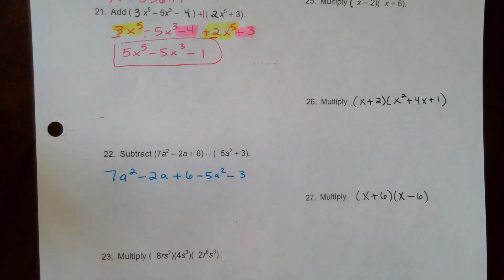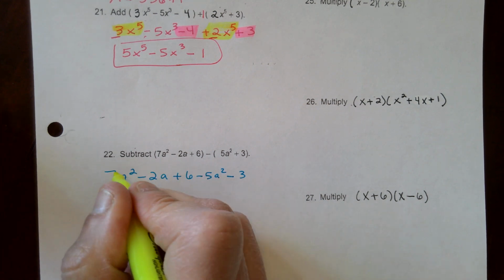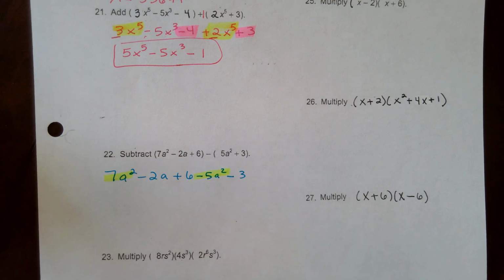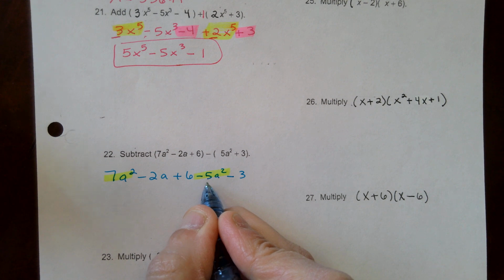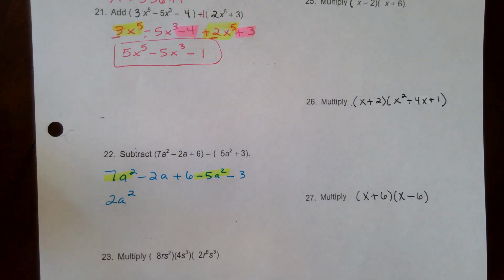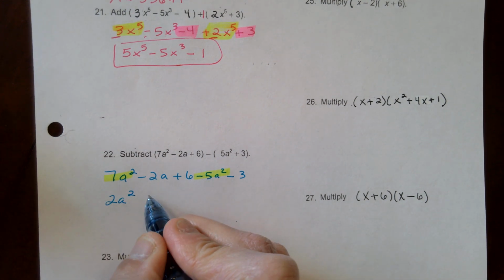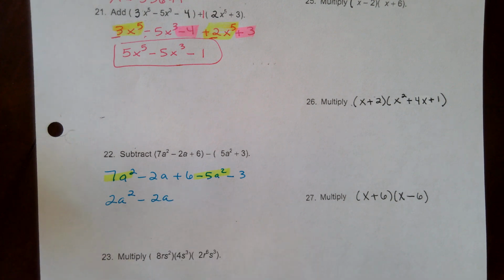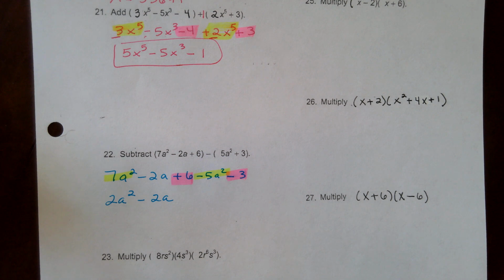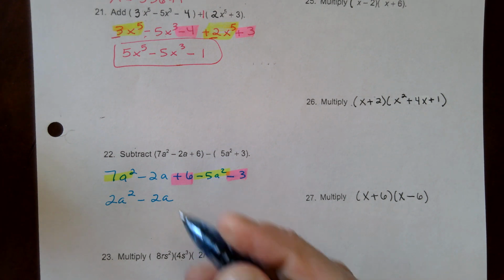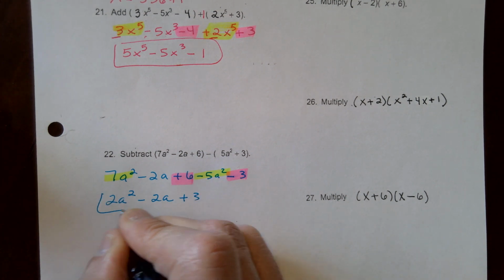Now, let's look for like terms. A squared, we've got 2 like terms there, a positive 7 and a negative 5. That leaves us with 2a squared. I don't see any other a terms, so I'm going to rewrite that, but again we have a plus 6 and a minus 3. Those are like terms. So we have a plus 3.